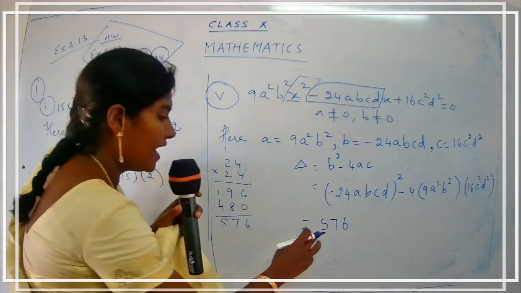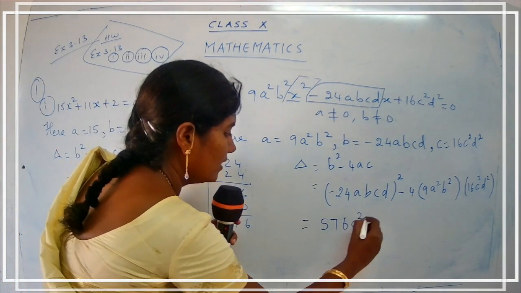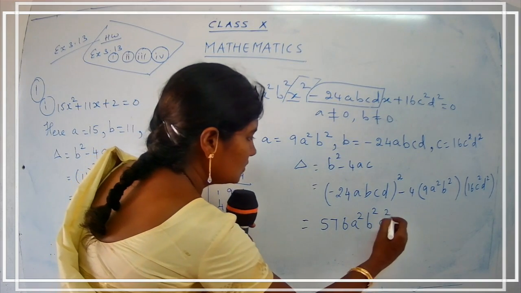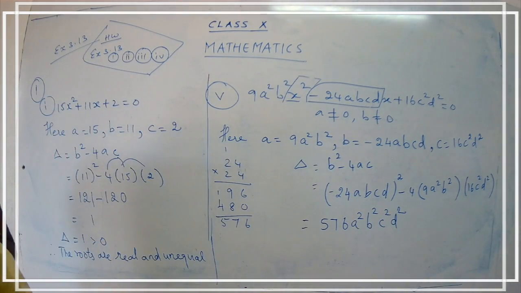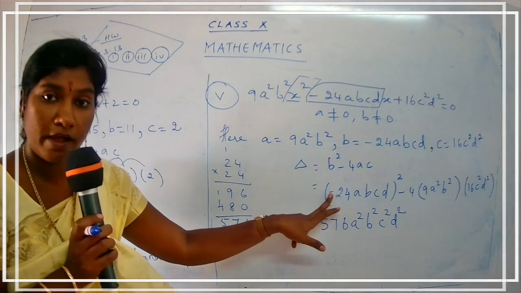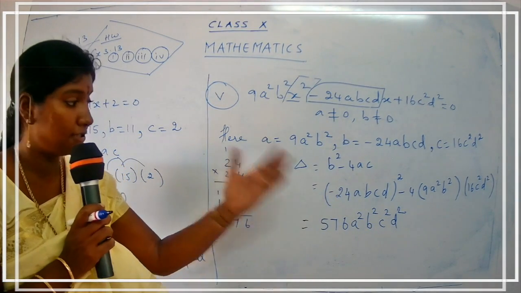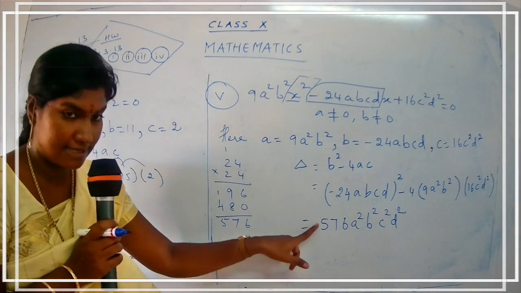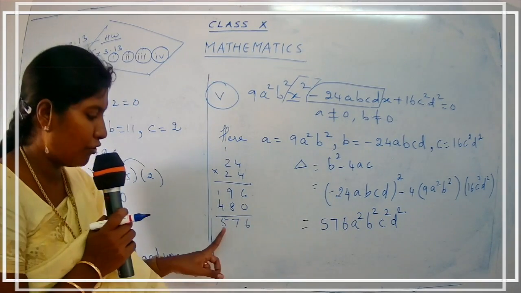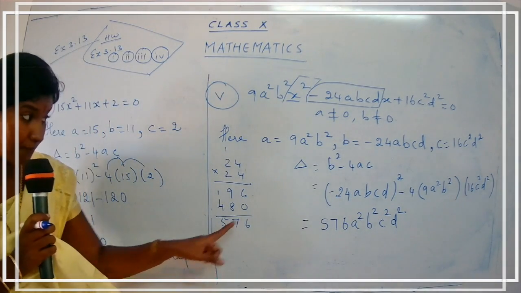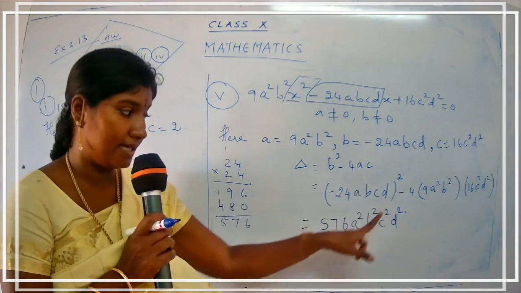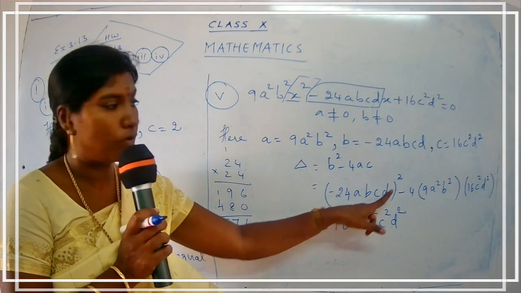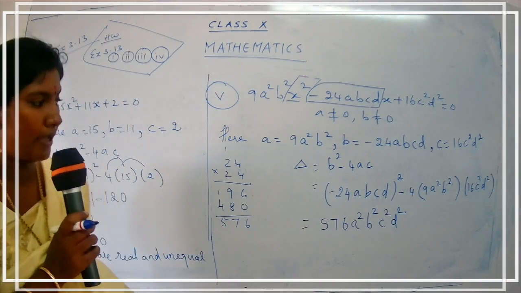So write down 576 A square, B square, C square and D square. I hope you are clear with the square of this term. So what is the square of minus? Minus minus turns to be positive, so I get a plus sign here. 24 into 24 gives you 576. A square, so A square. B the whole square, that is B square. C the whole square, C square, and D the whole square, D square.